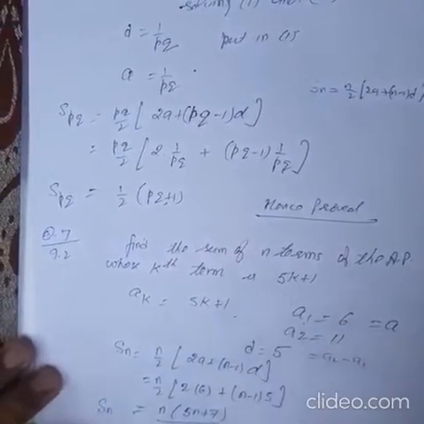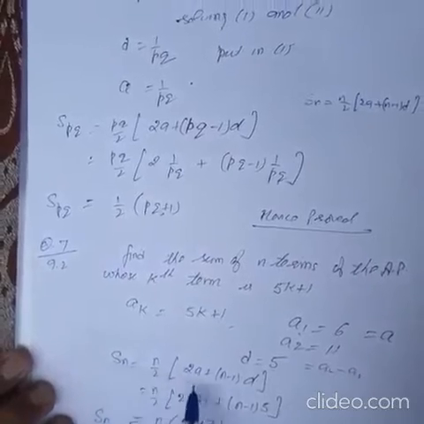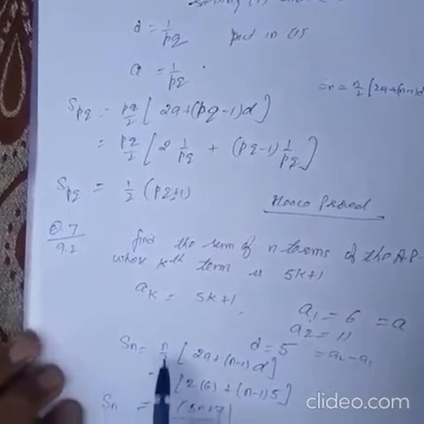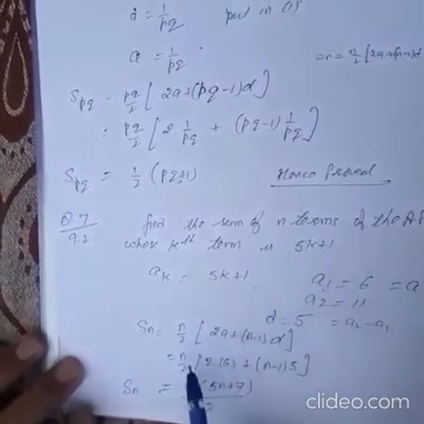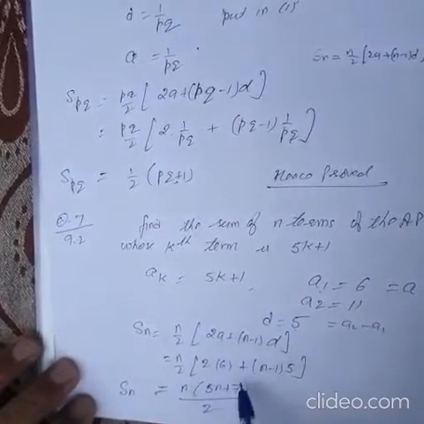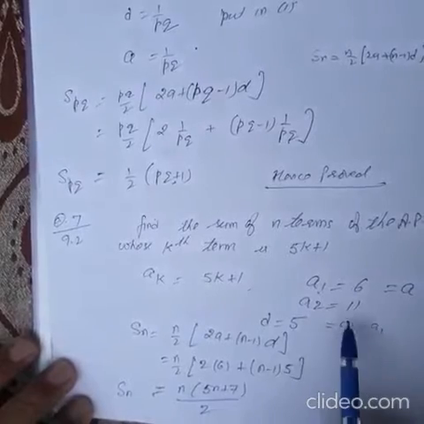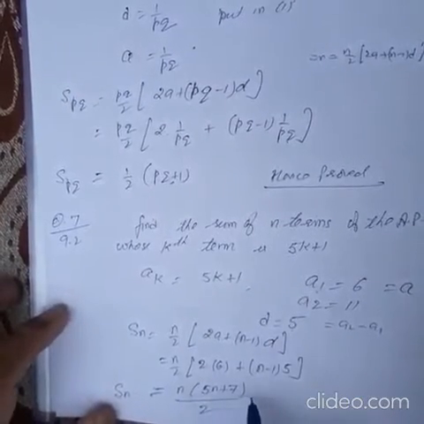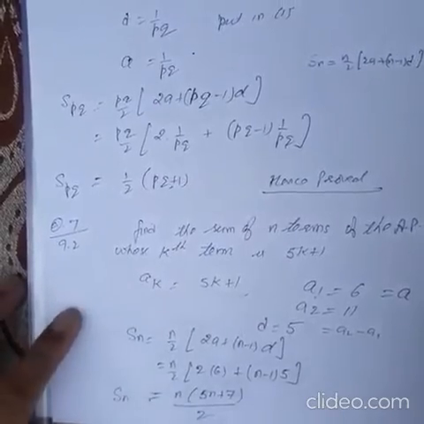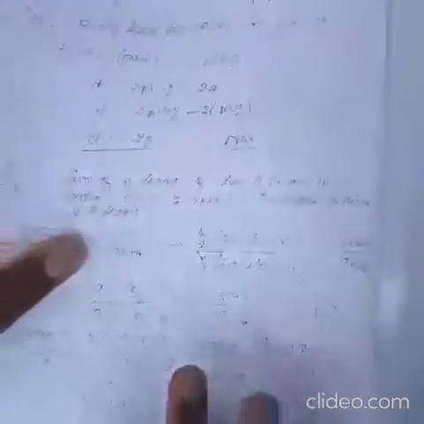So it is 5. Then using the Sn formula, you find out Sn, that will be in terms of n, because we want the sum of n terms. So replace A and D, A by 6 and D by 5, we have already calculated. So the sum of n terms will be n into 5n plus 7 upon 2. I hope it is clear.